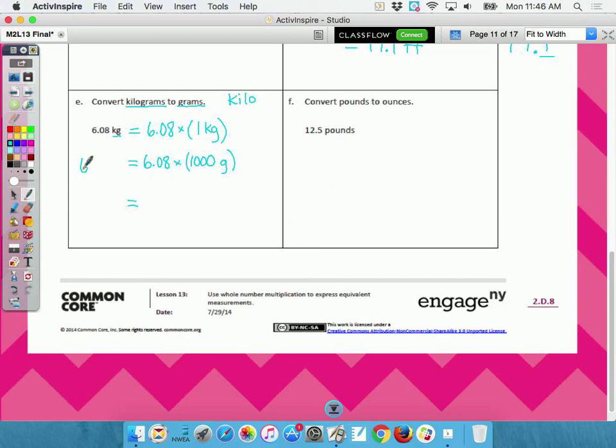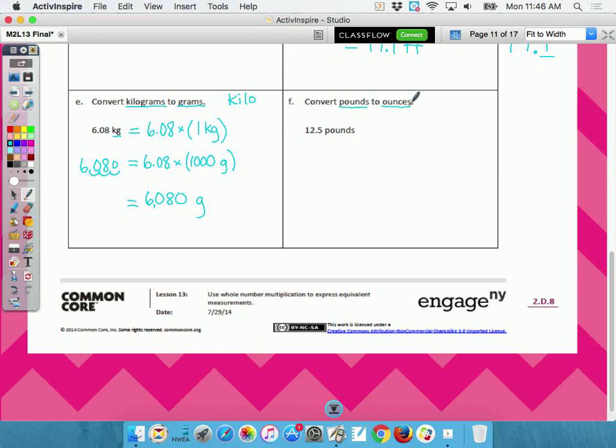Decimal hop. I'm going to rewrite it. How many place values? 3. How many zeros do I fill in with? What's my label? Kilograms, kilograms, grams, grams. All right, next one, pounds to ounces.